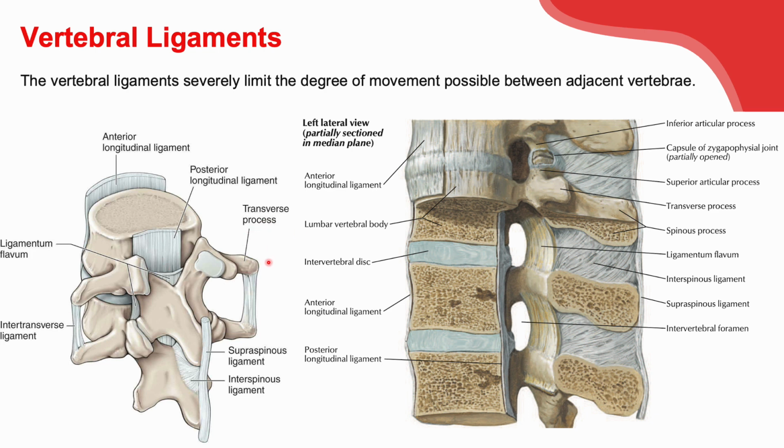Between the transverse processes, we have the intertransverse ligament. Between the spinous processes, we have the interspinous ligament. And on the apex of the spinous processes, we have the supraspinous ligament. And on the zygapophysial joint, we have a capsule as well.